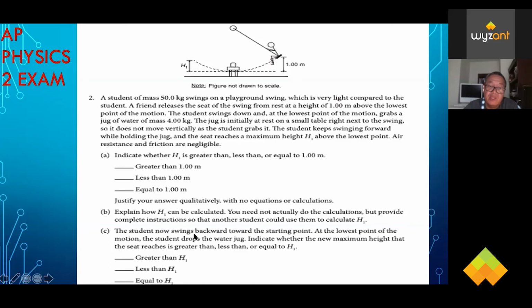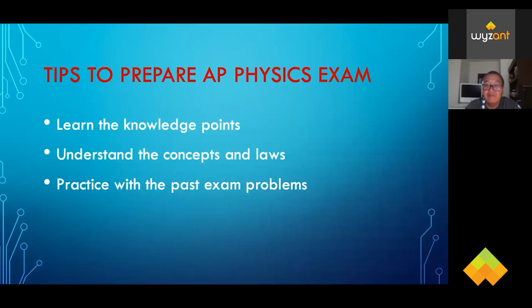And C, the student now swings backward toward the starting point. At the lowest point of the motion, the student drops the water jug. Indicate whether the new maximum height that the student reaches is greater than, less than, or equal to H1. So you need to know which one is your choice. You don't have to calculate exactly, but you need to have the idea.